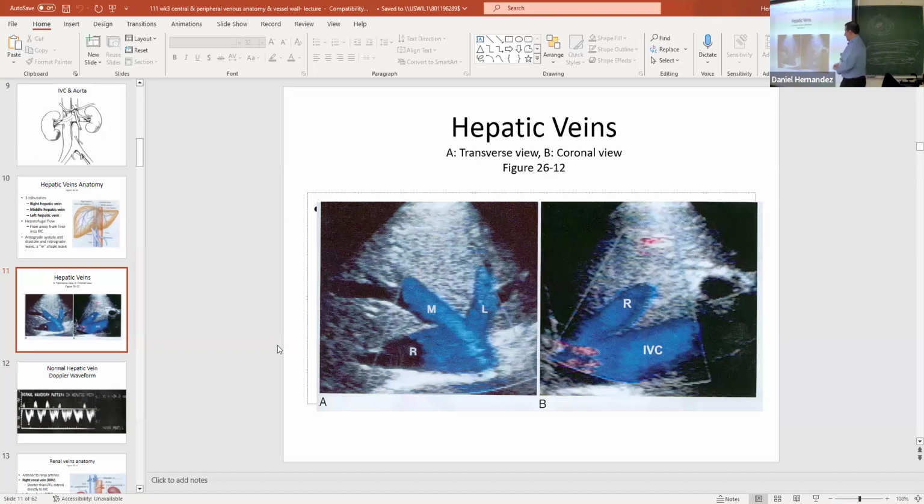This is now turning into a sagittal orientation where the vessel's running up and down. So this is superior, this is inferior, this is head, feet in that direction. And you can see the right hepatic vein now coming in and draining into that IVC there.